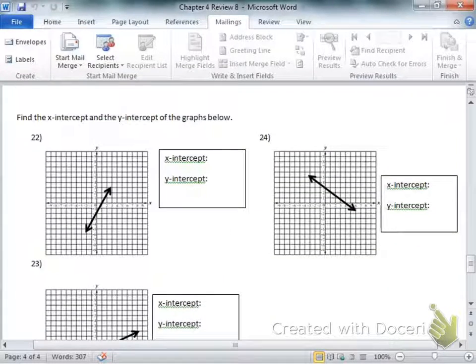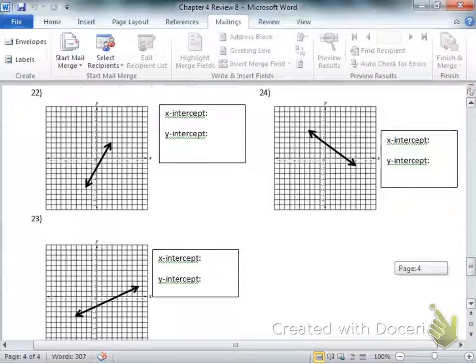All right, moving right along to what I think is the easiest section in this chapter. X and Y intercepts. So number 22, what is the x-intercept? What is the y-intercept? Negative 2, right? Make sure you're looking at the axis. Good. All right, number 23 is right below that one. Make sure you're looking at the right graph. Oh, sorry. It's just 1. My bad. Thank you.